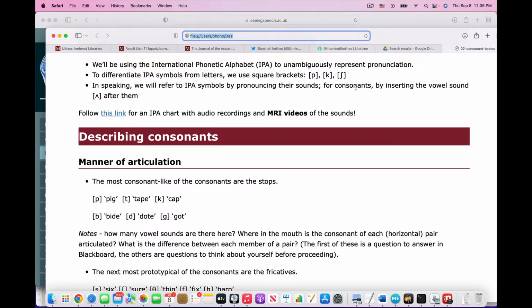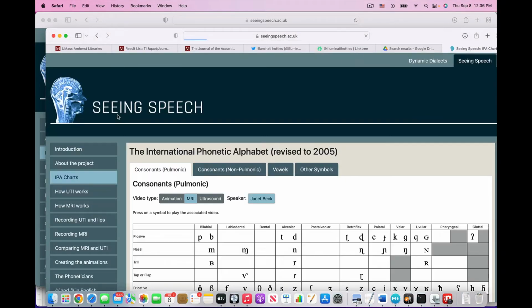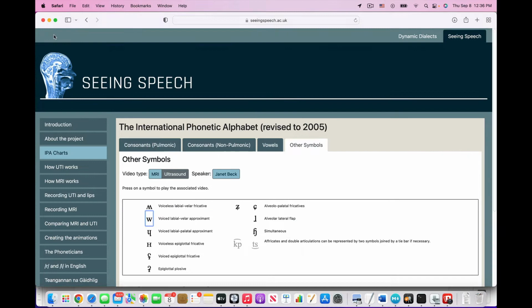And for consonants, that means you'll be inserting the vowel sound after them, with one exception, which we'll get to in a little bit. I've put a link here for an IPA chart with audio recordings and MRIs of different sounds. And I'll be going back and forth between these two during this lecture because the MRIs are really not only just cool, they're very useful.